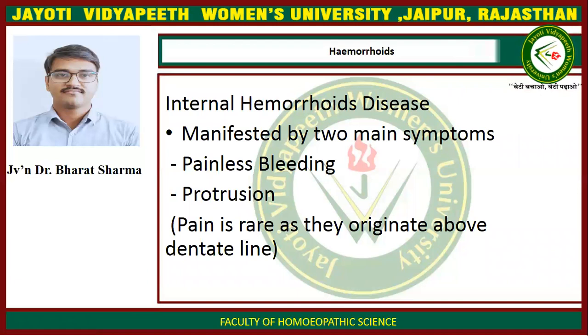Internal hemorrhoids are manifested by two main symptoms. First is painless bleeding, and second is protrusion. Pain is rare as they originate above the dentate line. The most common and main symptom of internal hemorrhoids is painless bleeding.